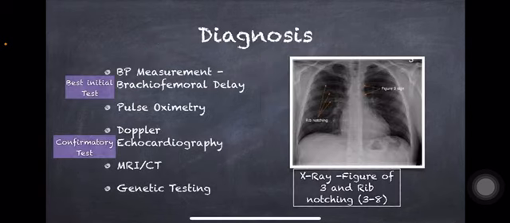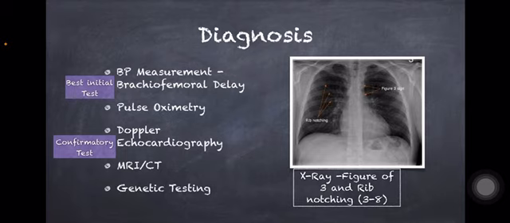On diagnosis, BP measurements show us brachiofemoral delay, that is the best initial test to be done for coarctation of aorta. We can also do pulse oximetry, which shows us low SpO2. Doppler echocardiography, that is the confirmatory test for coarctation of aorta, shows us location and extent of the stenosis.